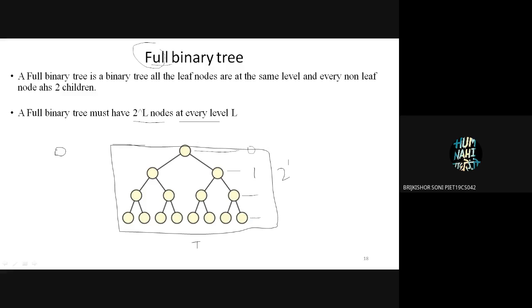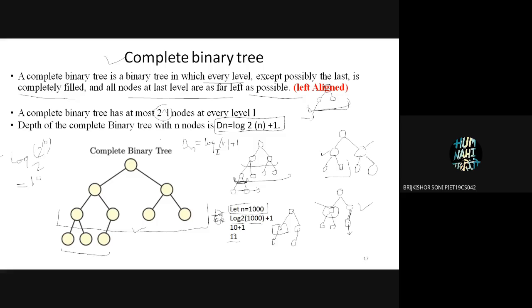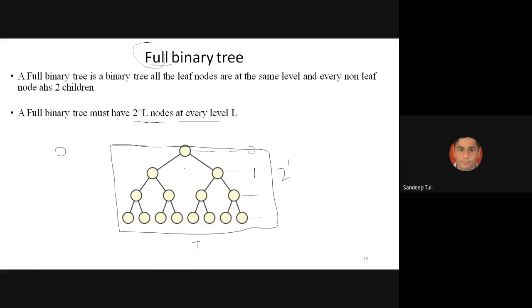A full binary tree must be a complete binary tree. But a complete binary tree is not necessarily a full binary tree. If it is a complete binary tree, it is not necessary that it is a full binary tree, but if it is a full binary tree, then it must be a complete binary tree.